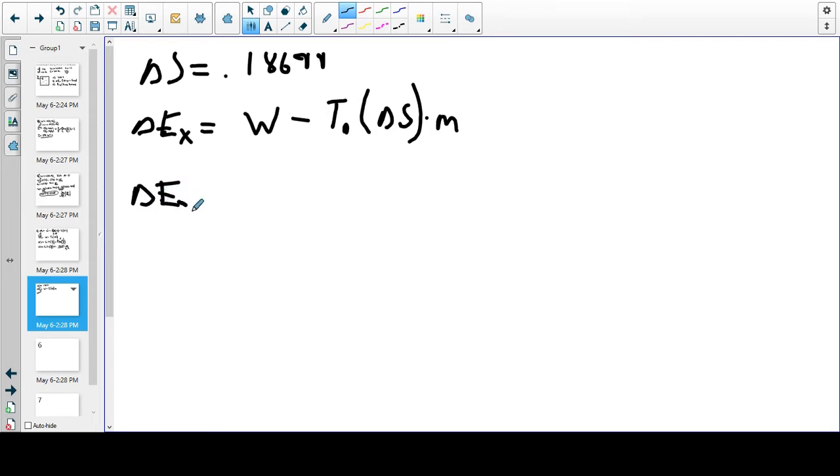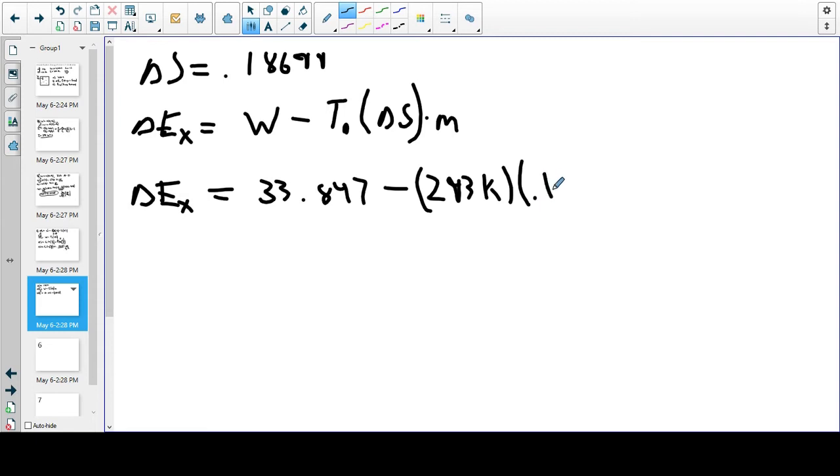All right. So now that I've changed that mistake, let's go ahead and insert the values into here. So delta EX is equal to our value of work, which is 33.847 minus our T naught for this one, which is our first temperature, 293 Kelvin, times, make sure it's in Kelvin, 0.18699 times 0.5 kilograms, which is the mass we have at the beginning, because we have to get rid of that mass on the bottom. The Kelvin multiplied in will get rid of the Kelvin. This will get rid of the kilograms. We'll just be left with kilojoules, which is what we want.